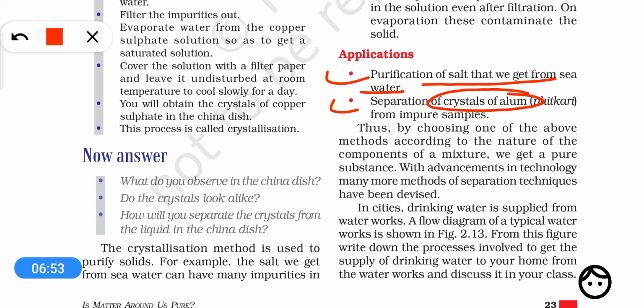Some impurities may remain dissolved in solution even after filtration. On evaporation, these contaminate the solid. So if we perform evaporation, all the solvent is evaporated, and all the solid along with the impurities gets separated. That's why the solid that we obtain by evaporation is not pure. It may contain impurities. This is why crystallization is better, because in the crystallization method we can obtain pure crystals. What are the applications of this method? Purification of salt that we get from seawater is the application.